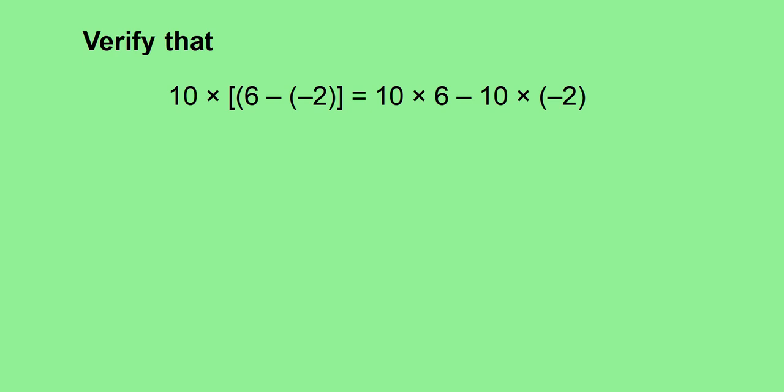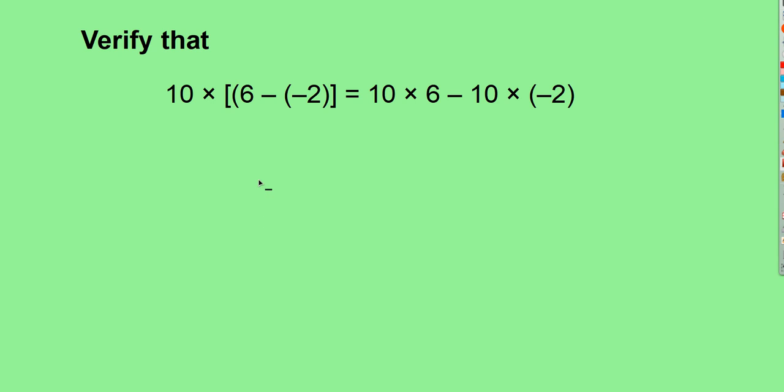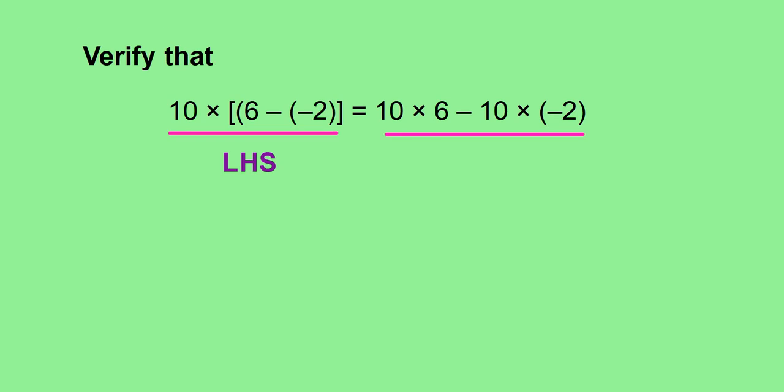Here you have a question. Verify that 10 into (6 minus negative 2) is equal to 10 into 6 minus 10 into negative 2. Here you have two parts. One is the left hand side and the other is the right hand side. The first part we call LHS and the other part we call RHS, that is, left hand side and right hand side. Take each side and find out the answer.